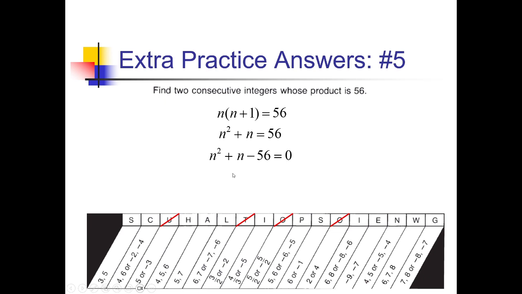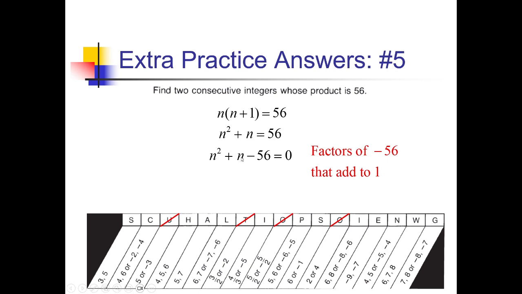So since I have a 1 for my squared coefficient, I can just figure out 2 factors of negative 56 that add up to 1. We have an invisible 1 next to that n. So let me think. 1 and 56, no. 2 and 28 doesn't work. 3 doesn't even go into 56. 4 and 14 multiplies to 56, but doesn't get me 1 in any way. 5 doesn't work. 6 doesn't work.